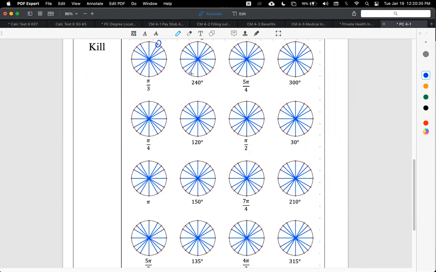240 degrees, correct, good. Nope, try again. Nope. Nope. Yes, there you go. 5 pi over 4, good. Whenever you're dividing by 4, those are always in the middle. Good job. 300 degrees, good. Yep, 60 degrees away from 300. Pi over 4, good. Next.